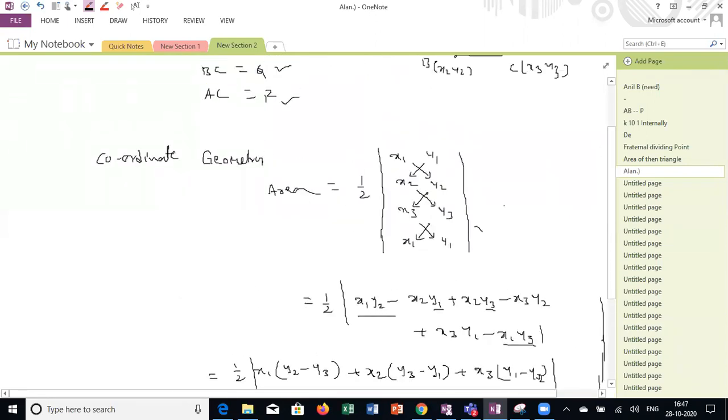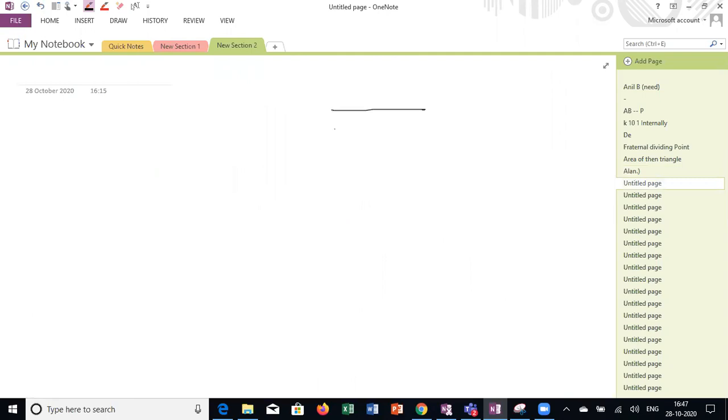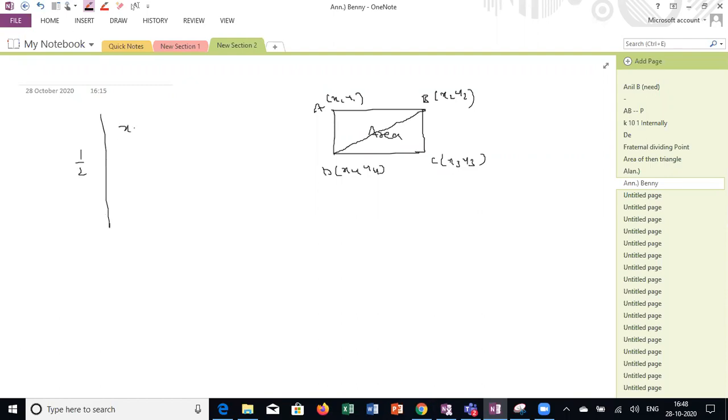This is a unique formula to calculate the area of any plane figure. This is out of the book data, guys. If you want, you can try to remember it. Suppose I am giving A is equal to x1 y1, B is equal to x2 y2, C is equal to x3 y3, D is equal to x4 y4. If I'm asking you to find the area of this, you have to split it into two triangles, find the triangle areas and add both. But that formula will give straight question, straight answer.